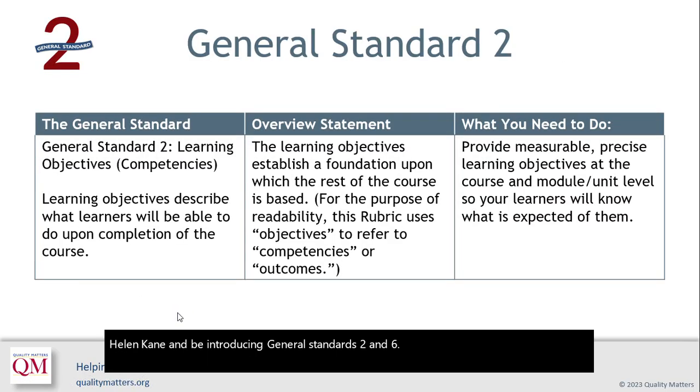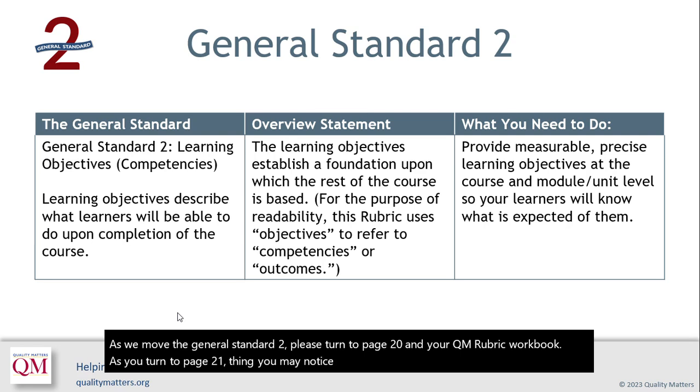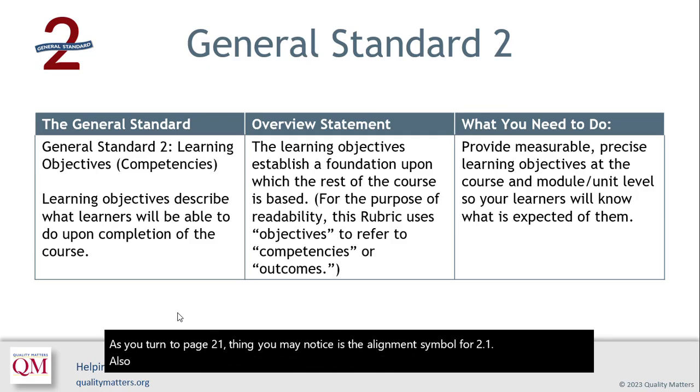As we move to General Standard 2, please turn to page 20 in your QM rubric workbook. As you turn to page 20, one thing you may notice is the alignment symbol for 2.1. Also pay attention to the definition at the top.